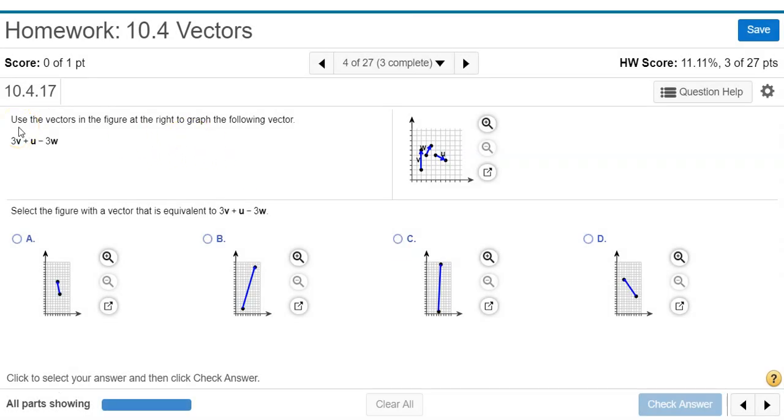Now we have just a more complicated problem, but we're doing the same thing that we did in the first few. So we are multiplying by scalars so that we'll stretch the length of the arrows, and we are combining them together. Notice that W is negative. So after we stretch it by 3, we're just going to move it back in the opposite direction.